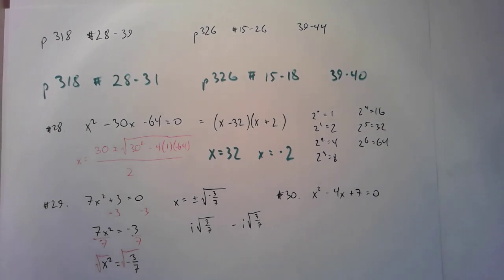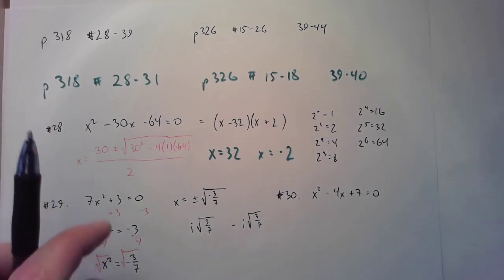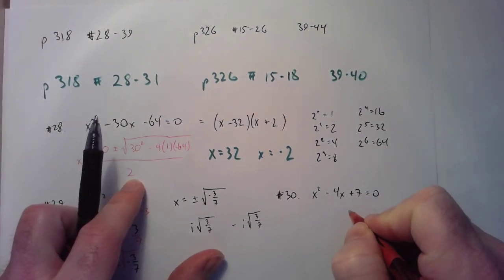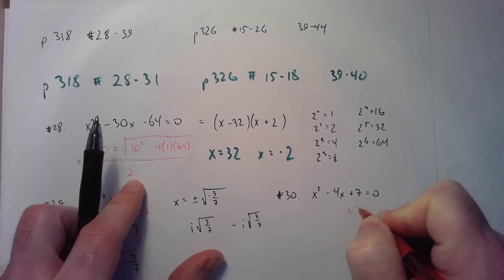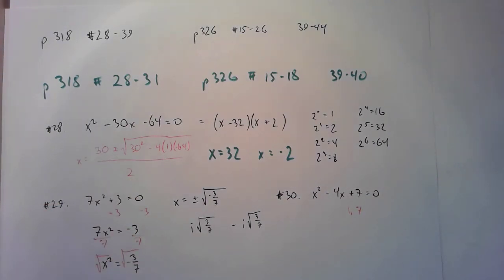Okay, so if this were factorable like the first one, there would be some numbers that add to make 4 and multiply to make 7. Unfortunately, the only numbers that multiply to make 7 are 1 and 7. So that's not going to work.